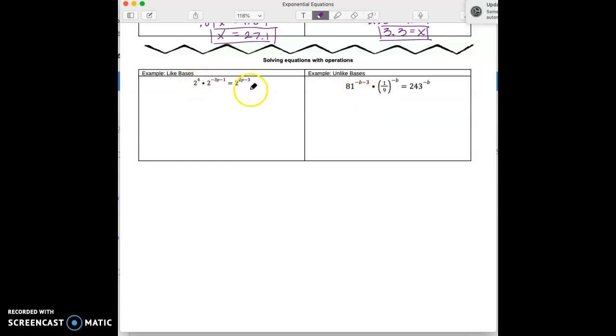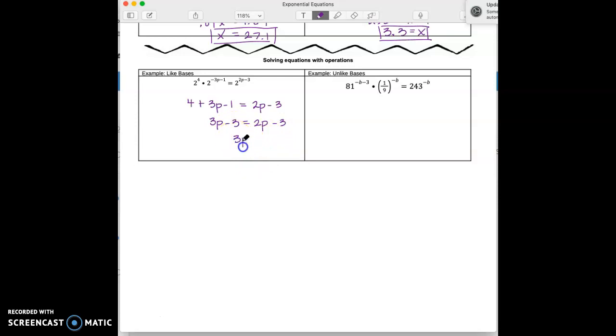So in this first example, the base is all the same. All three of those have 2, so we can still use the relationship we were using before. Remember that if we multiply exponents with the same base, we add their exponents. So I'm using my exponent rules on the left side. And then because the bases are the same, the exponents would be equal. So 4 minus 1 is 3. I add 3 to both sides.